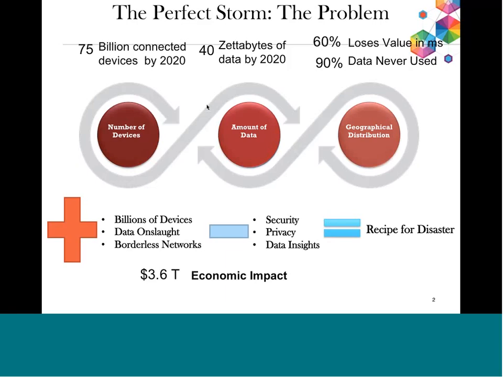Because it's really not the data that's important, it's the insight from the data. If you don't do this equation correctly, you end up multiplying things needlessly: multiplying the devices, the data, and the geographic distribution, but with no real architectural model to handle that scale. The economic impact of these solutions is $3.6 trillion, and that's a very conservative estimate by 2020. So let's start with some basic approaches in terms of how we're going to do this.